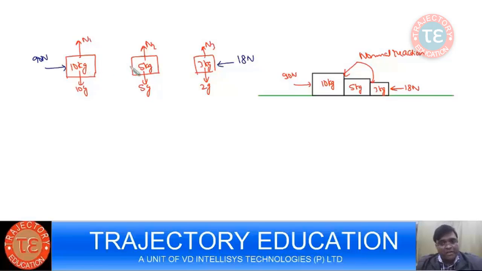But this body is not free to move towards the right. You have the 5 kg in front of it, right? So the presence of the 5 kg in front of this 10 kg will constrain the motion of the 10 kg mass.